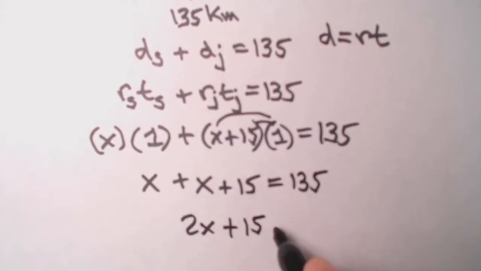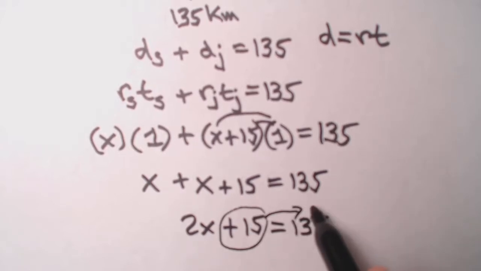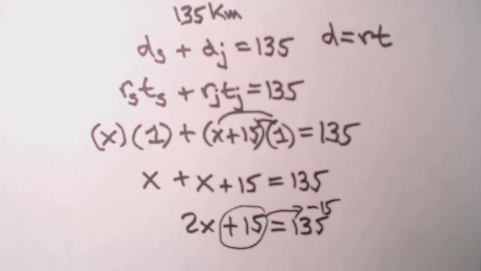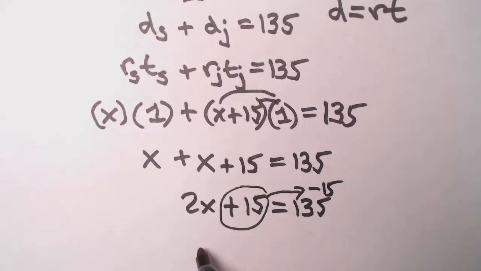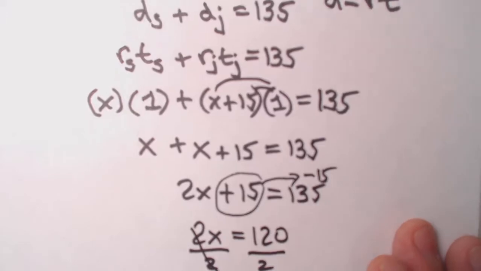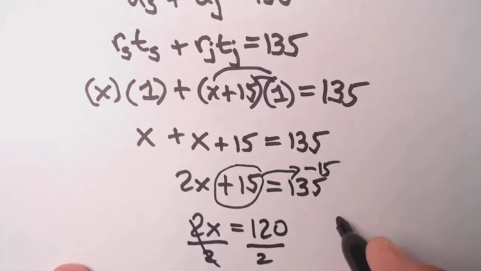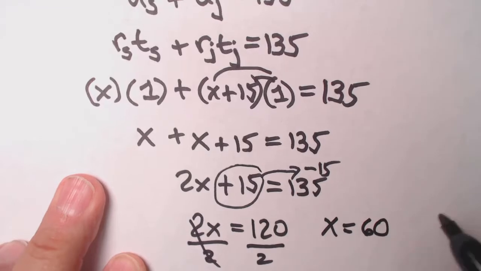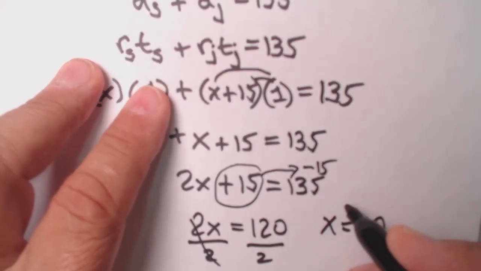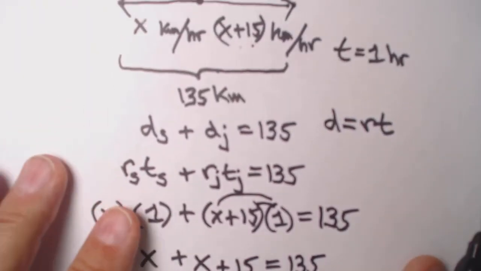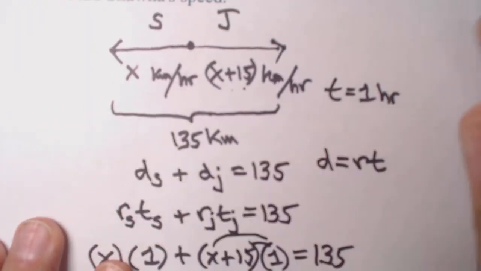I'm going to simplify the side here. Now, of course, I've got to move the plus 15 over to the other side where it becomes negative 15. So that means now I've got 2x equals 135 minus 15, which is 120. Divide both sides by 2. I get x equal to 60. X equals 60. And of course, remember, this is Shauna's speed. Remember, we made Shauna X originally. Here she is. And that's really what they just want us to find out here.